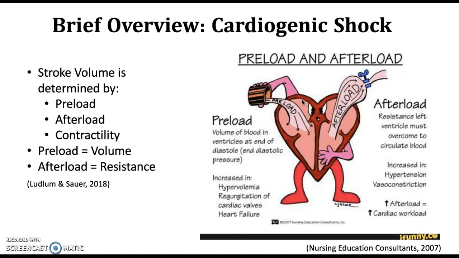Secondly, we have afterload. When we think afterload, I want you to think of resistance. Afterload is a resistance that the left ventricle must overcome in order to circulate blood throughout the body. In more technical terms, it is a pressure that the heart must overcome in order to empty the ventricles effectively. When there's damage to the myocardium or the heart muscles, the force of contraction is unfortunately decreased. Therefore, because contractility is directly correlated with stroke volume, stroke volume is then also decreased.